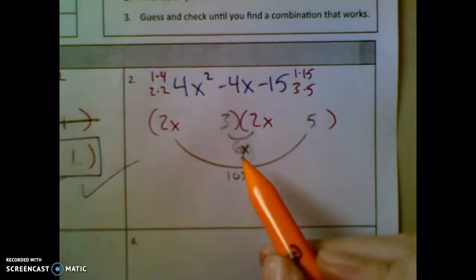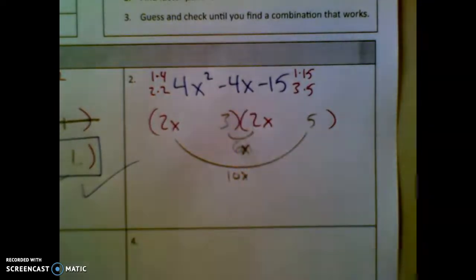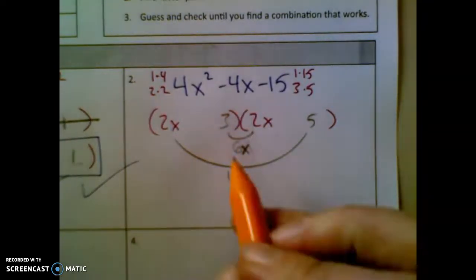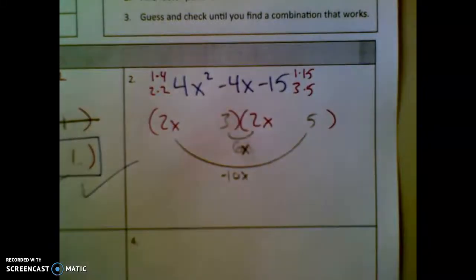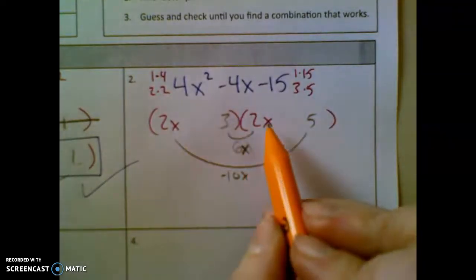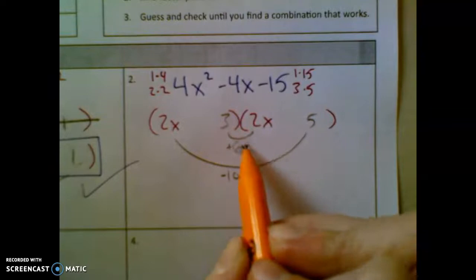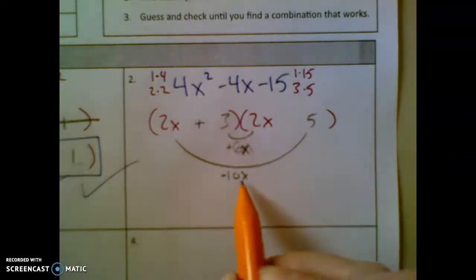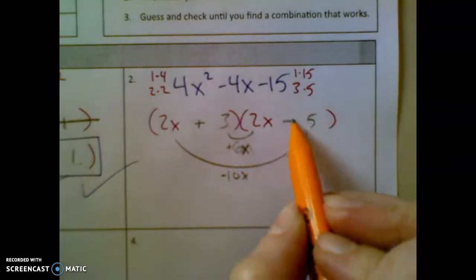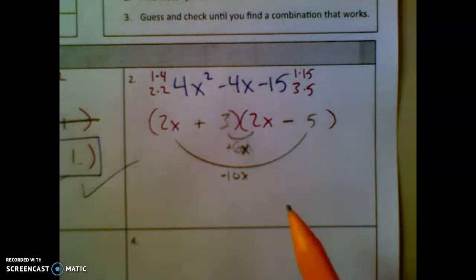Okay, can I make 6x and 10x be a negative 4x? Well, yes, I want to keep the sign of the greater, so my bigger number needs to match that sign. So 6 minus 10 is negative 4. Again, inner product signs go on the inner product. Outer product sign goes on the outer product. Double check that you've done that correctly.